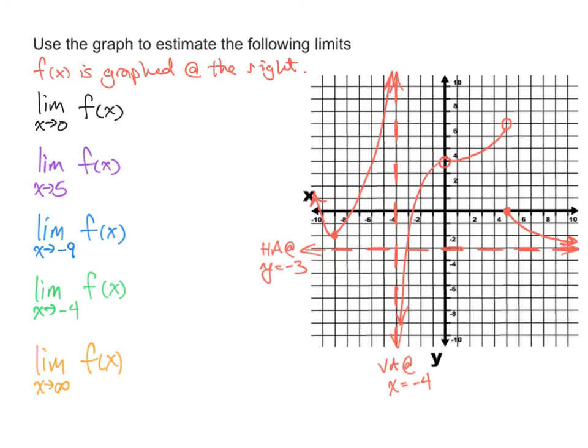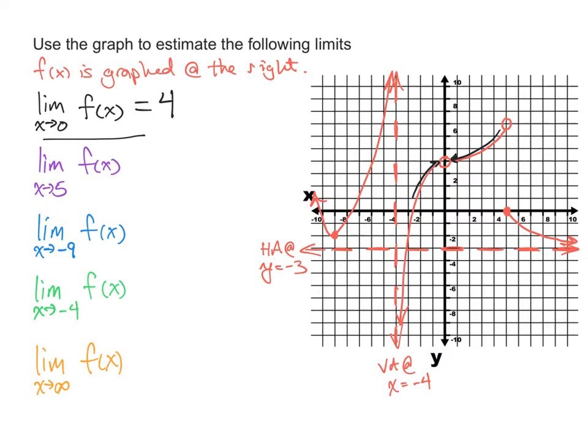All right, so the first limit we want to look at here is the limit as x approaches 0. So over here on the graph, as it approaches the x value 0 from the left and from the right, it looks like the graph is trying to approach the same y value from both sides. And that y value is 4. So the limit as x approaches 0 of f of x is 4.